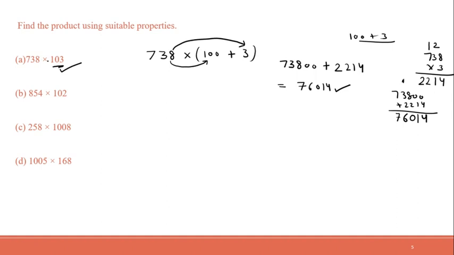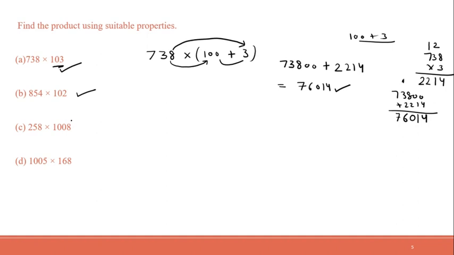If I directly multiply 738 with 103, it will be a bit difficult for us. So we will just split it into two easy terms, because multiplying any number with 100 is very easy. So we just multiply 738 with 3 and we will straight away reach our answer, right? This question I am leaving for you because it is the same as the previous one. So I want you to do this question on your own. Okay, do it as your homework.